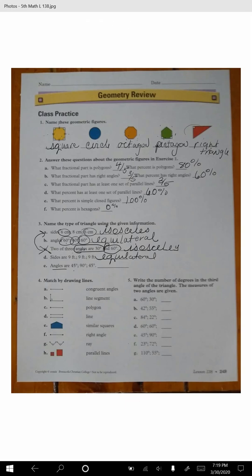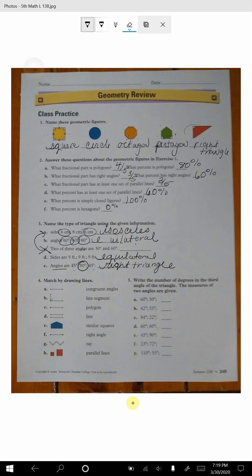Angles that are 45, 90, and 45. Well, this 90 right away is telling me that this is a right triangle. I do this without looking at my book, and you all know I mess up. All right, let me erase this one because I totally read that wrong.